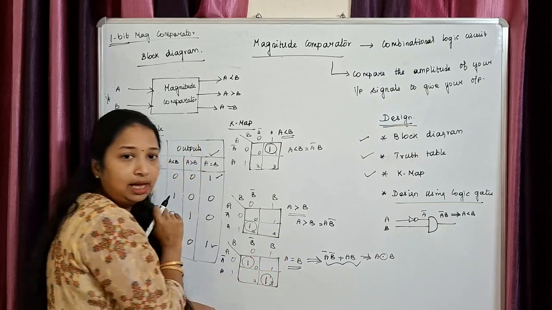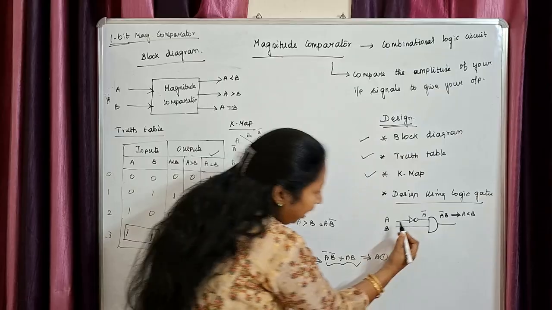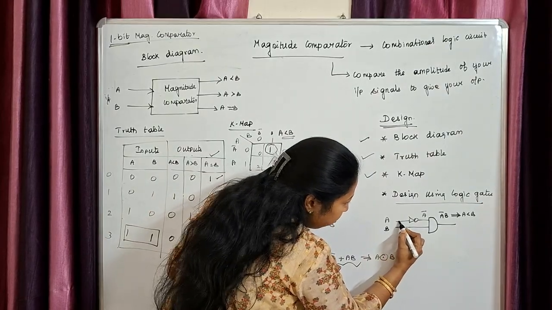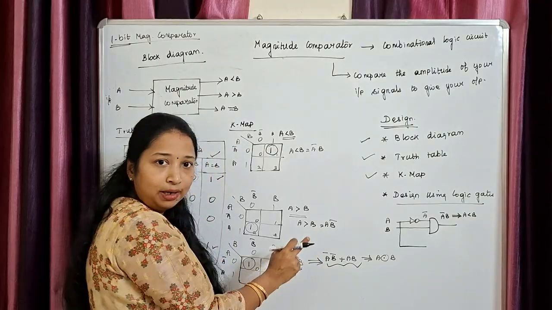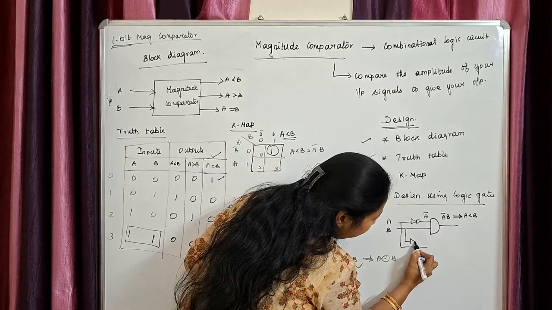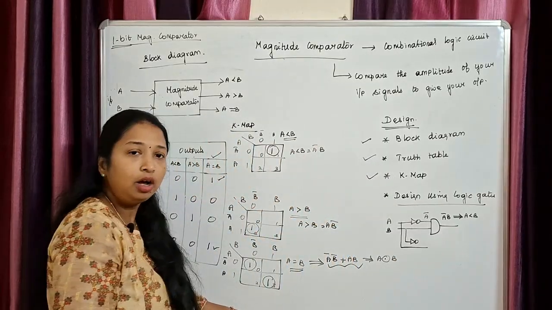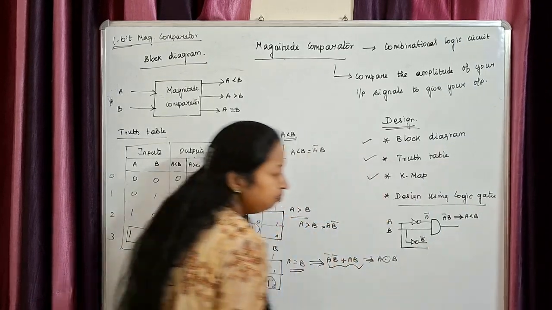Go for A greater than B now. What is A greater than B output? It is A into B bar. I have A already here, so let me take A from here, and B is in complemented form. So, I have to convert this B to a complemented form. For that, I have to feed it inside a NOT gate. Clear? What is the output of my NOT gate? It has become B bar.